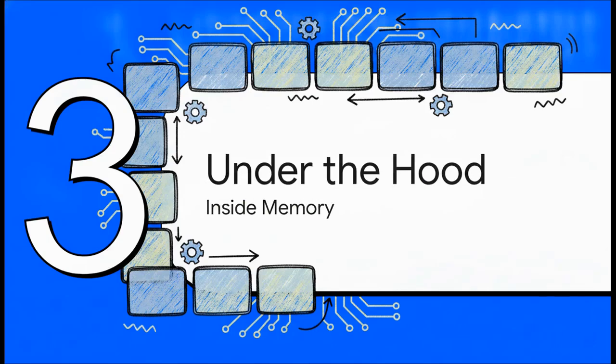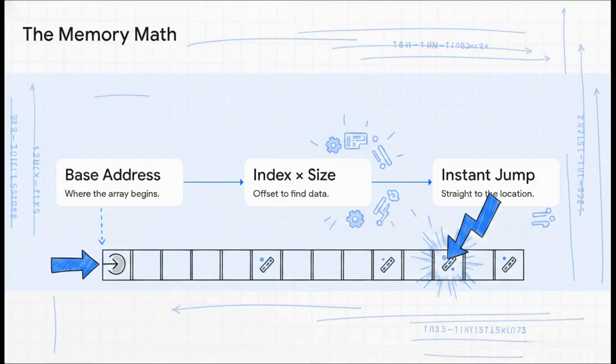Section 3. Let's take a look inside the computer's memory. Because there are absolutely no gaps between the elements, the computer never actually has to search for your data. Instead, it uses this brilliantly simple mathematical formula to instantly calculate exactly where your data lives. It starts with the base address, which is just where the array begins. Then it adds the index multiplied by the size of the data. And the result? An instant jump straight to the exact location.